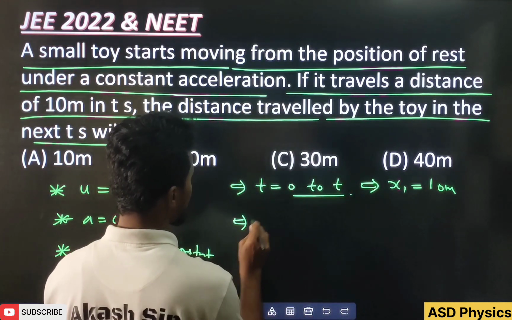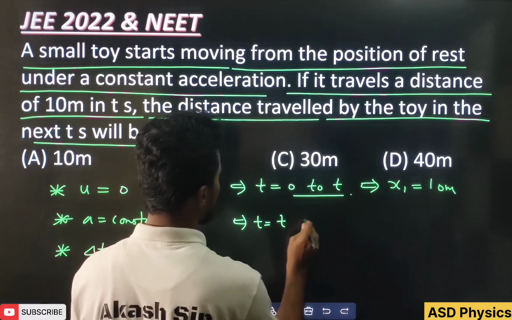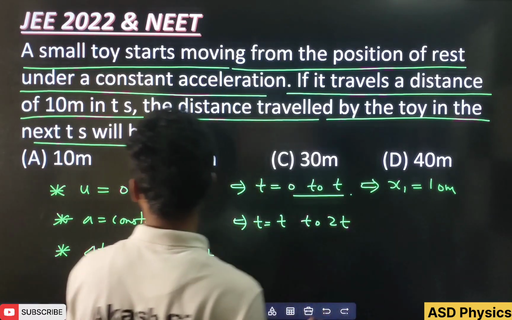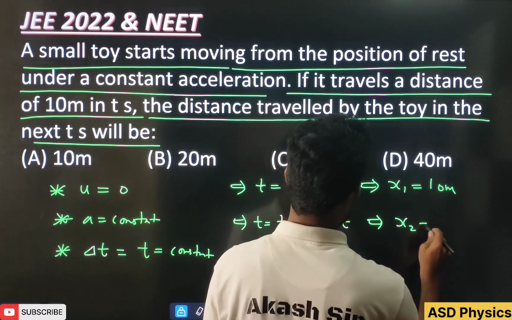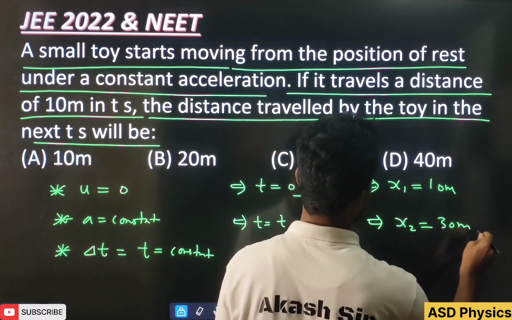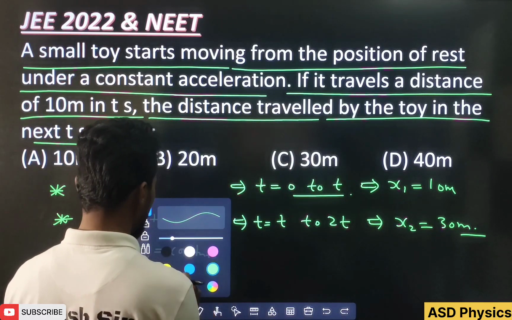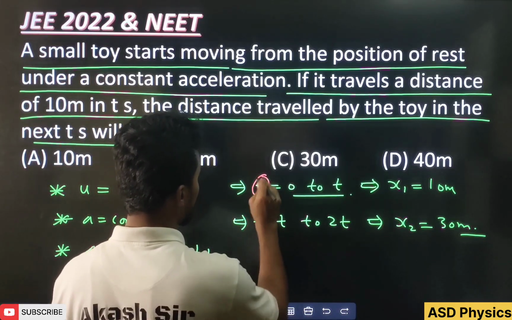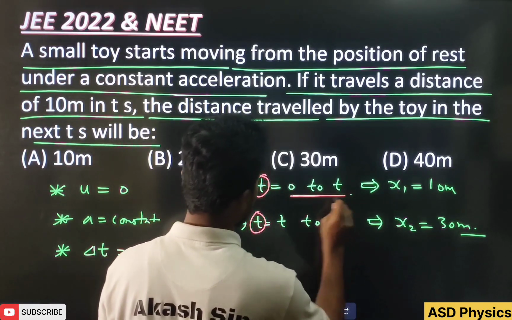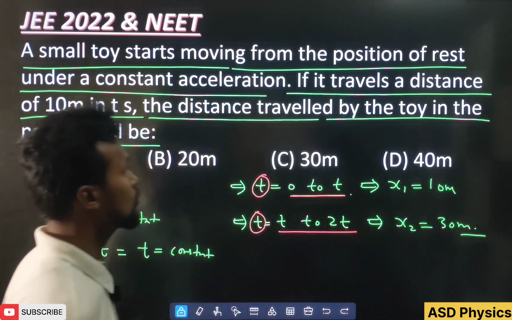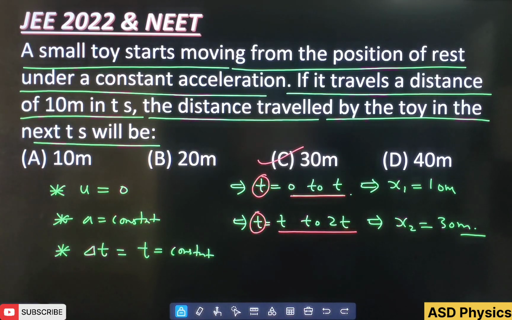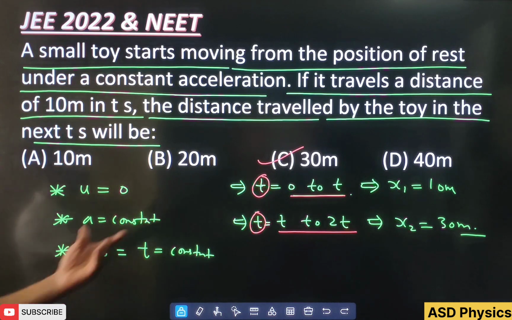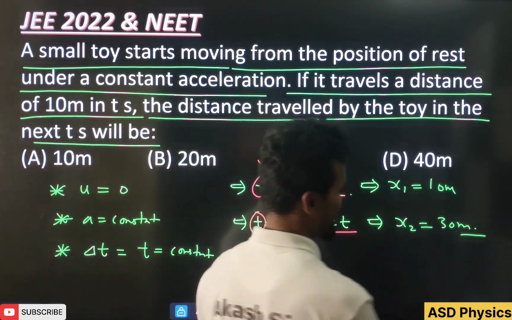If you go for the next one, let's take t equal to t to 2t, the next t seconds. If this is 10 meter, the next one follows the ratio 1:3, so it is 30 meter. Remember that this just represents time, 0 to t, then t to 2t. So 30 meter is option C. If they ask even further, the next t seconds like 2t to 3t, then it will become 50 meter.